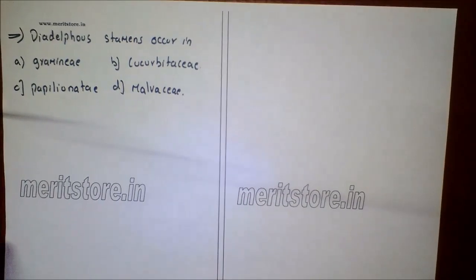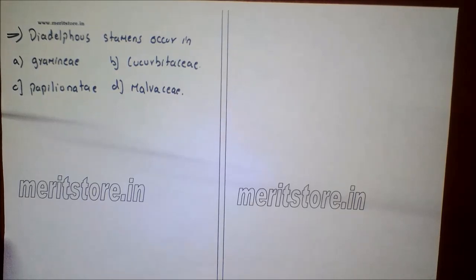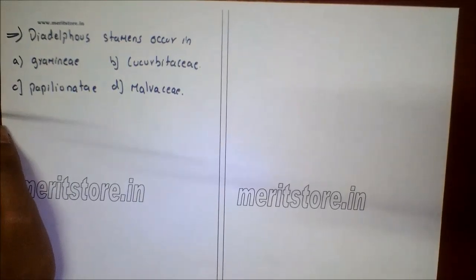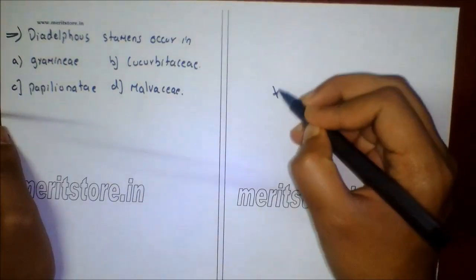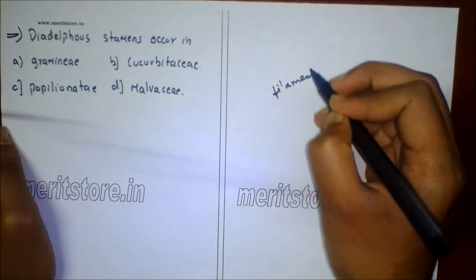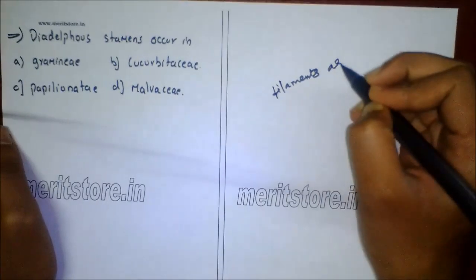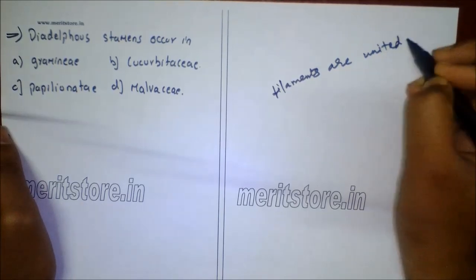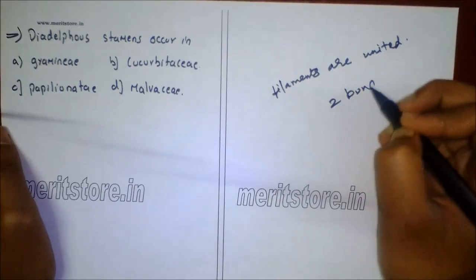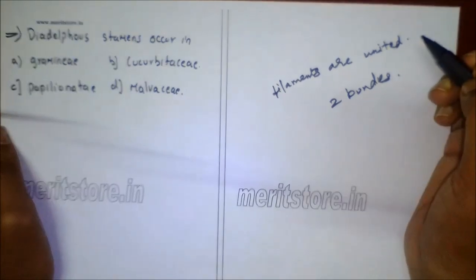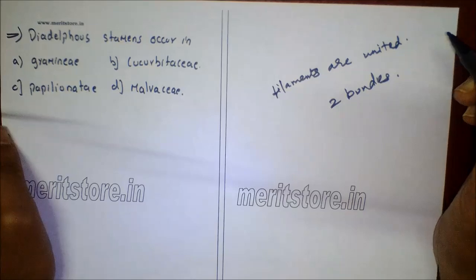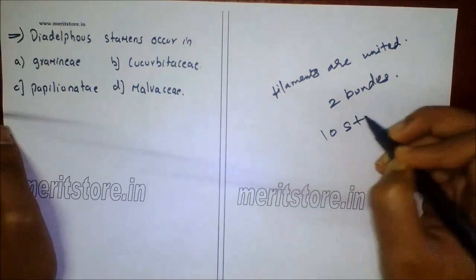Diadelphous stamens occur in A. Graminaceae, B. Cucurbitaceae, C. Papilionaceae, D. Malvaceae. Okay, so diadelphous, that is the filaments are united, forming two bundles. Example in Lathyrus, that is sweet pea, or Pisum. There are 10 stamens.